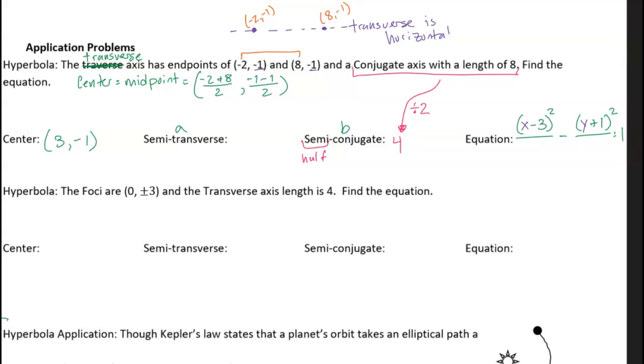Right. It's the distance from -2 to 8, which is how long? Yes, Samantha, it's 10 long, but we're looking for the semi-transverse, so we divide that number by 2, meaning our A is 5. And remember, the A goes under the positive, so 5 squared is what is under our X value. And the semi-conjugate goes under the negative, so 4 squared is 16. And we have found this equation.